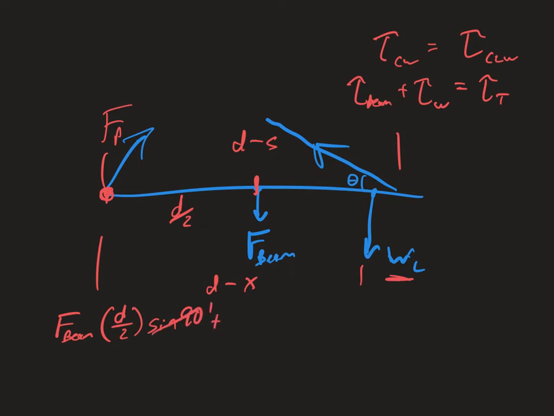torque from the load, which is the weight of the load, which we're trying to find, times the distance from the pivot, which is d minus x, times again the sine of 90 degrees, which is just 1. That's going to equal the torque from the tension, which is going to be the tension force given in the problem, times the distance from the pivot, which is d minus s, both of which are given in the problem, times the sine of the angle theta, which we found, I showed you how to find on the last slide.